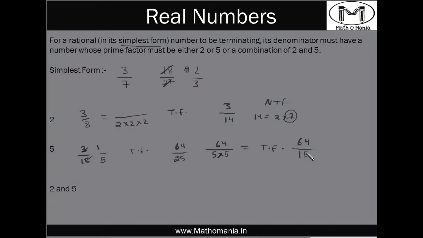Now, let us suppose we have 64 by 15. First of all, it is in the simplest form. We don't have any common factor. This 15 can be written as 3 into 5. So, other than 5, we have a prime number 3. So, this is not a terminating fraction because we cannot afford to have any number other than 5 and 2, right? The denominator can be a combination of 2 and 5. So, let us take 3 by 40. Now, this 40 can be written as 2 into 2 into 2 into 5. So, in the denominator we have a combination of 2's and 5. So, this will also be a terminating fraction. I hope that these rules are clear to you. Now, let us start with the question.